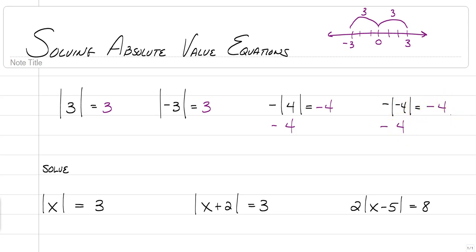So basically, we can sum it up like this. The absolute value of a positive or a negative is always going to be positive. But if you put a negative sign in front of the absolute value, it's always going to be negative. Okay? So, let's talk about that some more now with solving.